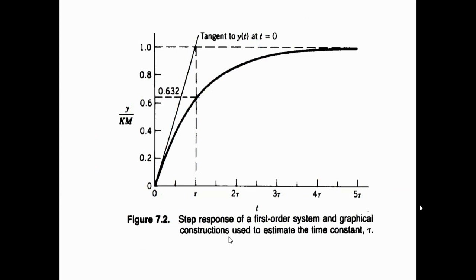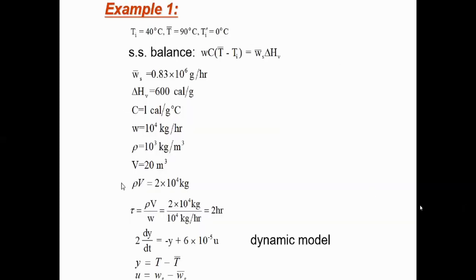So this is how it looks, the step response of a first order system and graphical constructions used to estimate the time constant tau. So at tau, 2 tau, 3 tau, 4 tau, etc., and it becomes steady, we reach that at 5 tau. So this is some of the real examples with the real values of T or T bar, delta H, for example, they are given the values. In that case, you can calculate what the time constant tau is. For example, here tau is equal to 2 hours, and then we replace it in the equation.